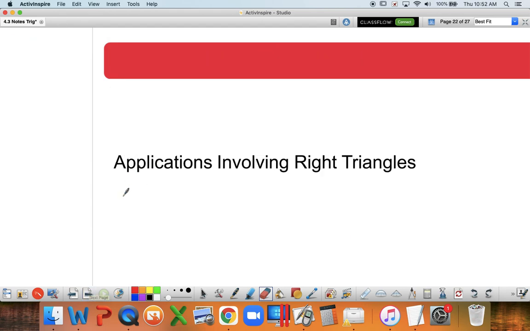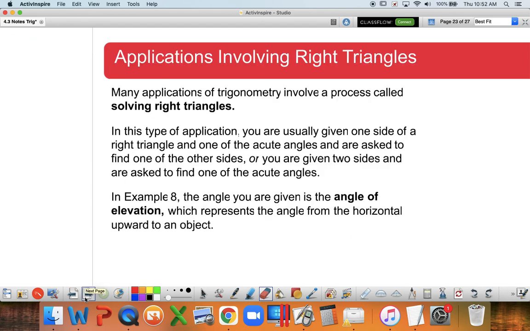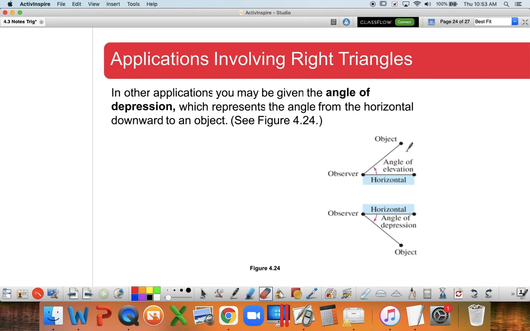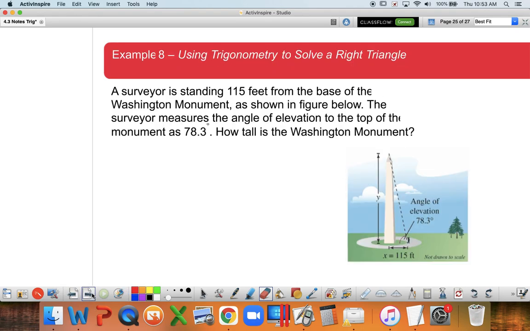The last thing we want to do is talk about some application problems. And we did these quite a bit in Algebra 2. I have a practice worksheet with a whole bunch of different word problems on it if I feel like we need to do more practice with it. But I'm hoping, because our book uses the exact same vocabulary, this whole angle of elevation, angle of depression, that we should be able to work with these different word problems and be successful. So let's talk about it. Using trigonometry to solve a right triangle.